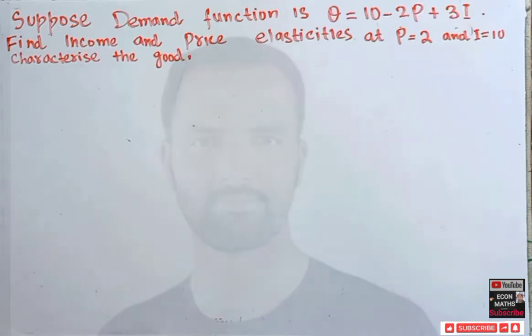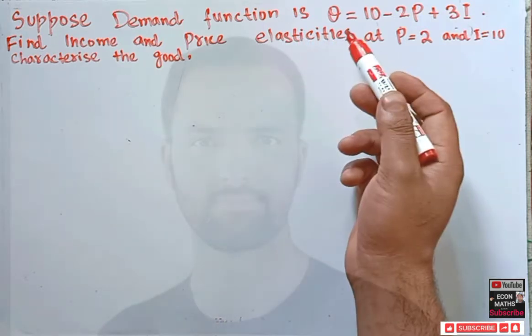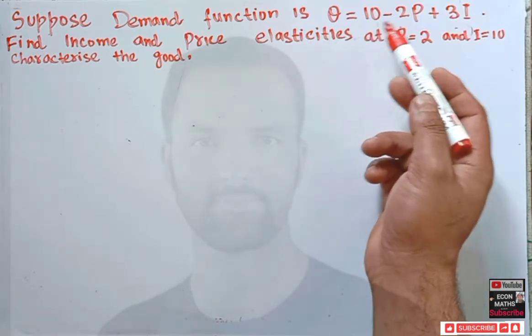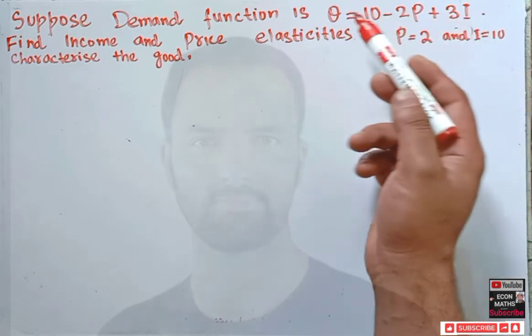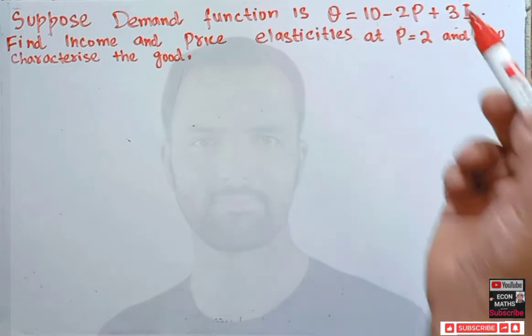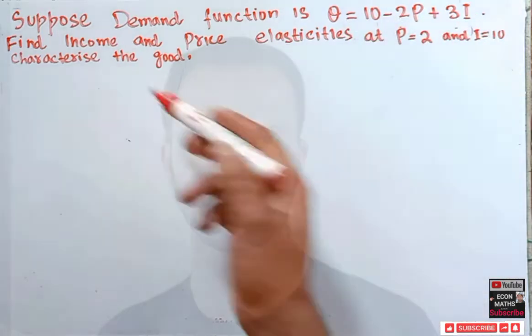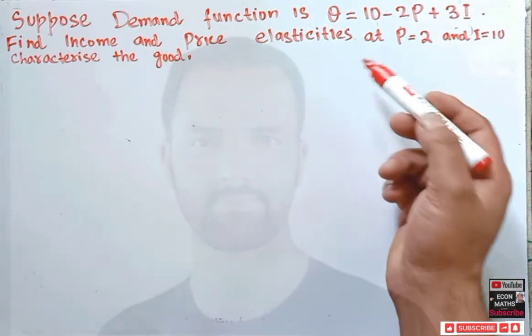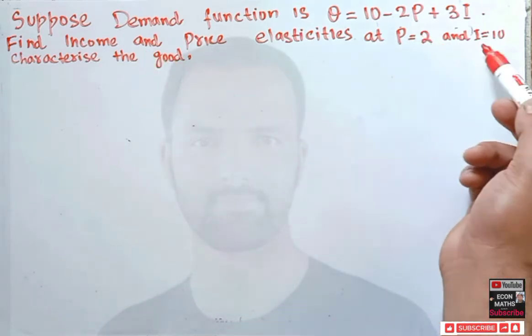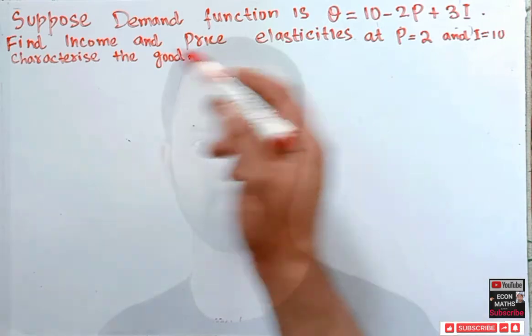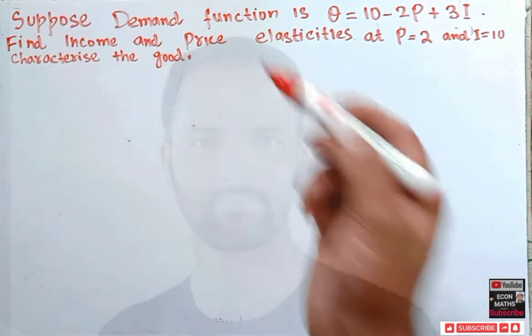In this video, we will try to solve a problem on income elasticity of demand and price elasticity of demand and find the nature of the good. The question is like this. Suppose the demand function is given as q is equal to 10 minus 2p plus 3i, where q is the quantity, p is the price, and i is the income. Find income and price elasticities at p is equal to 2 and income is equal to 10, and characterize the good. What kind of good it is we have to find.